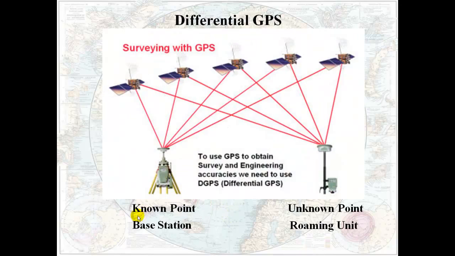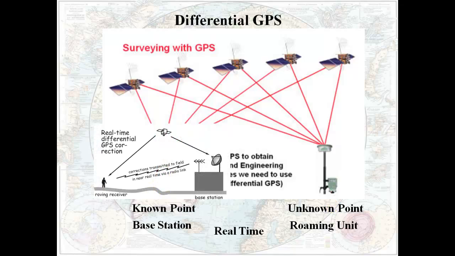Okay, so we have the known point and the unknown point. We can do this 2 different ways. We can do it in real time. If our base station has a transmitter, it can get the information, calculate the correction that it needs to apply, and transmit that information over to your roving receiver, and you can apply that correction in real time to your roving receiver. So that's going to give you real-time differential correction.